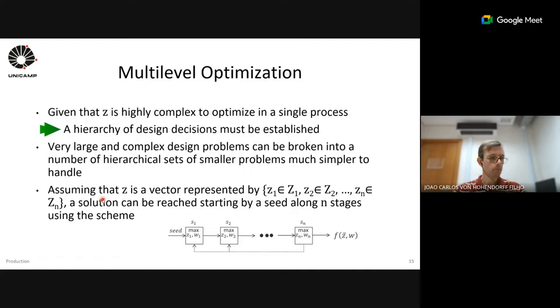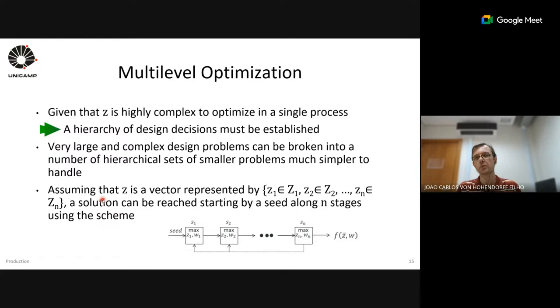But what happens for us? This kind of problem, this set Z, is highly complex. Just as an example, suppose you are thinking about the well position and you have a problem with dozens of wells. You have a great set of well positions, and I want to combine these well positions with, for example, platform capacity or well scheduling. We have a lot of combinations. It's a highly complex problem to optimize in a simple process.